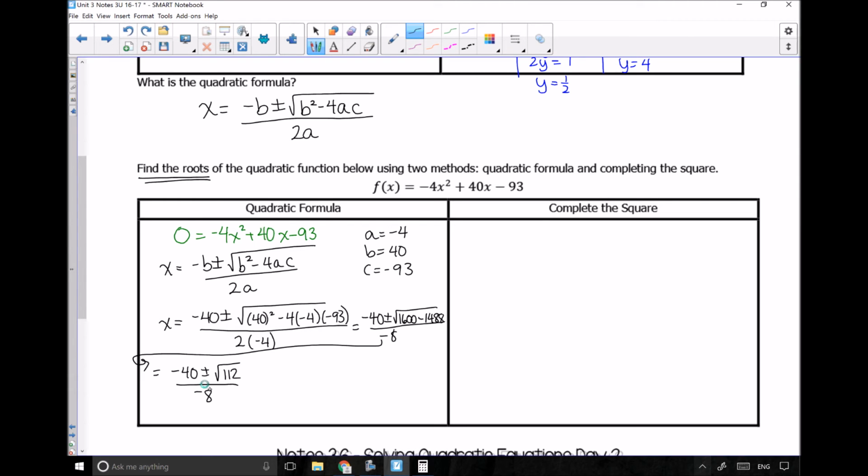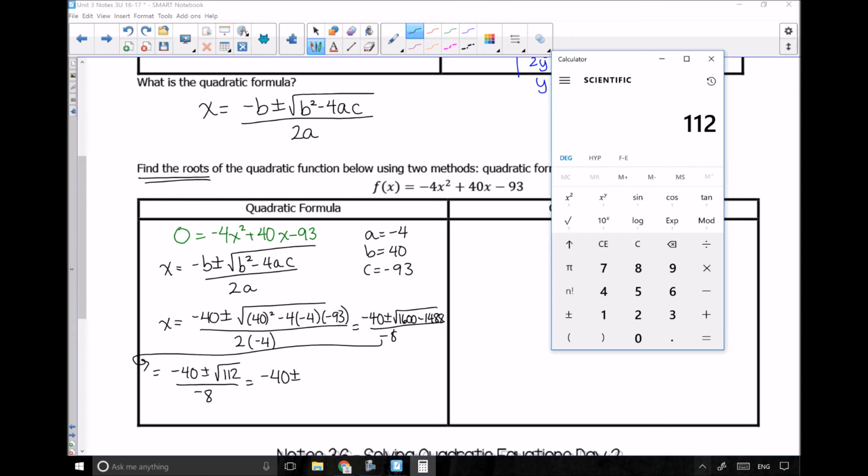Now this is where the whole simplifying of radicals is going to come in. So I'm going to get negative 40 plus or minus the square root of 112. I'm going to figure out what I can divide 112 by that's a perfect square. Well, the halfway point is 56, so I'm going to work backwards. The closest perfect square to 56 that's less than 56 is 49. So I'm going to take 112, divide it by 49, and see, nope, that doesn't work. Then the one prior to that is 36. I'm just using the list that we have on page 3.